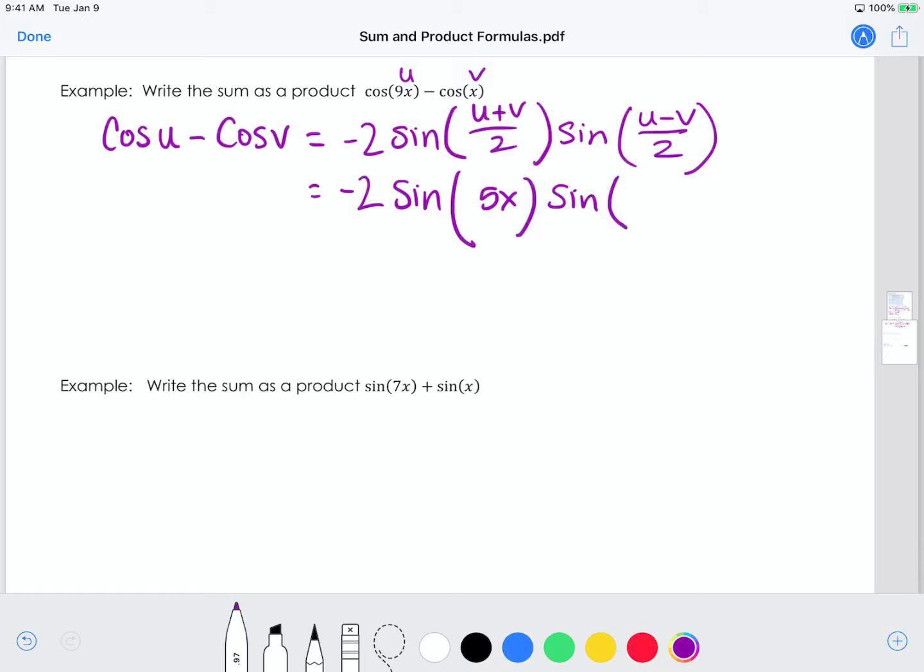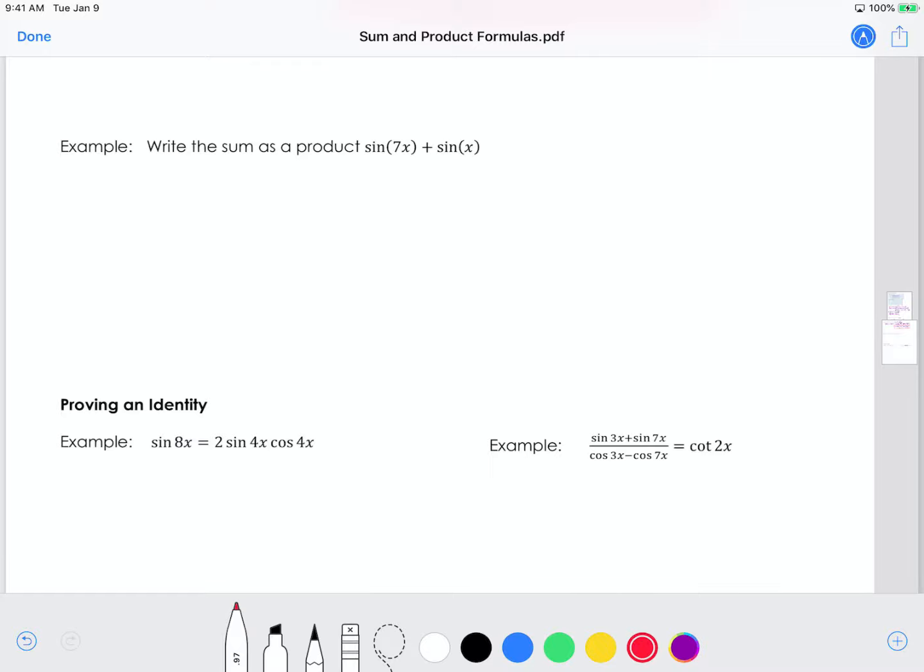And then u minus v, which would be 9x minus x, which would be 8x, divided by 2 would give me 4x. So now we just wrote this sum as a product. Okay, in the next example, we're going to do the same thing.